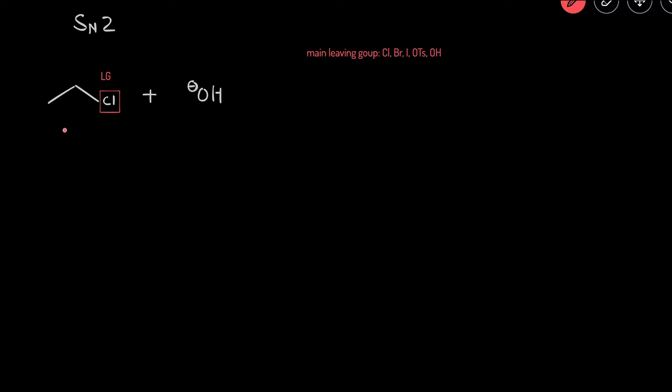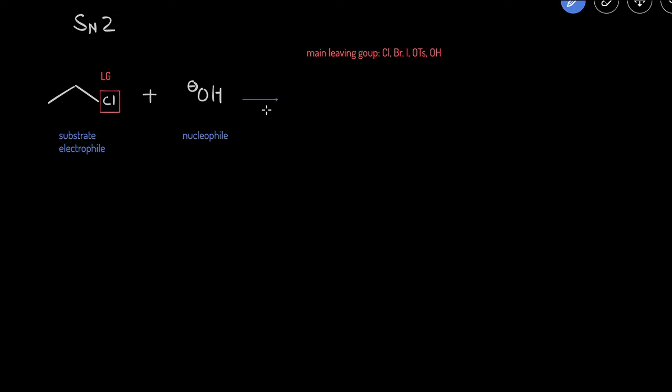So the leaving group is on your substrate, or we also call it the electrophile. The substrate or the electrophile is the thing that's going to get attacked, and then the other substance, which is typically negatively charged, that is the nucleophile. That's the attacker. So SN2 reactions involve a substrate and a nucleophile.